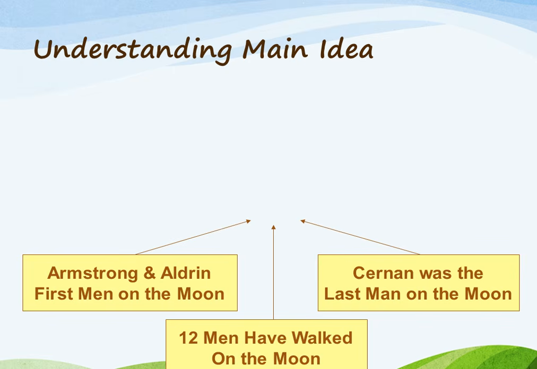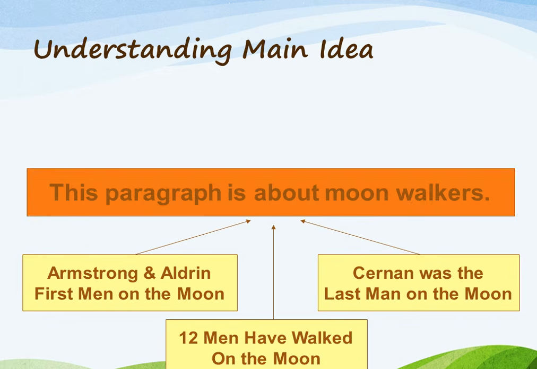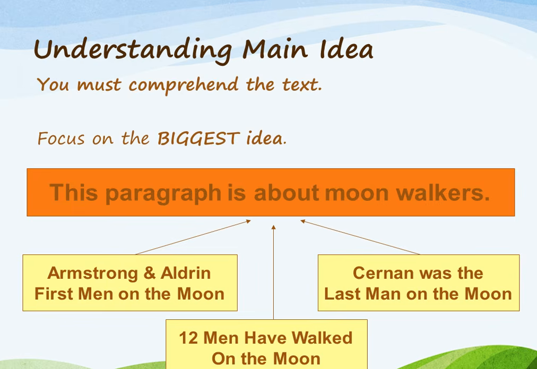What do you notice that's similar between those three key phrases? That's right, they all talk about men who walked on the moon. So this paragraph, the main idea is moonwalkers. Men who walked on the moon. You must comprehend the text. To comprehend the text, you must focus on the biggest idea. Even though he's talking about three different moonwalkers, they all have that in common.